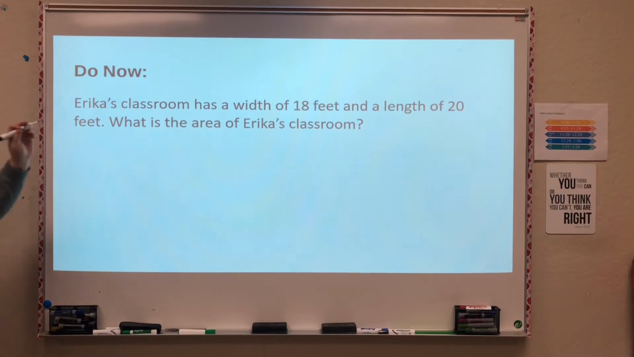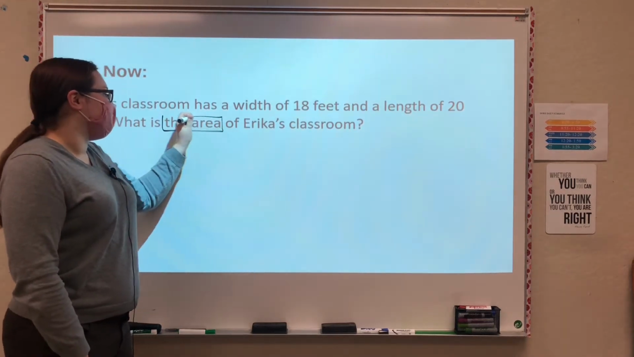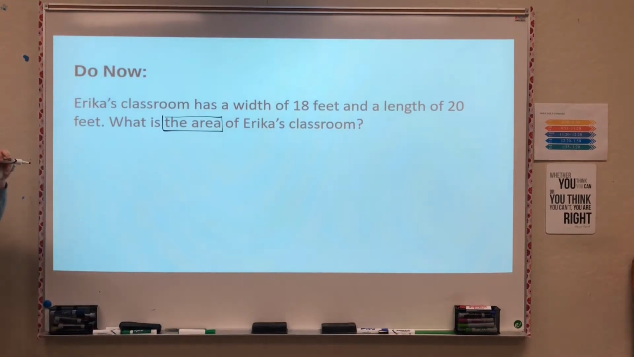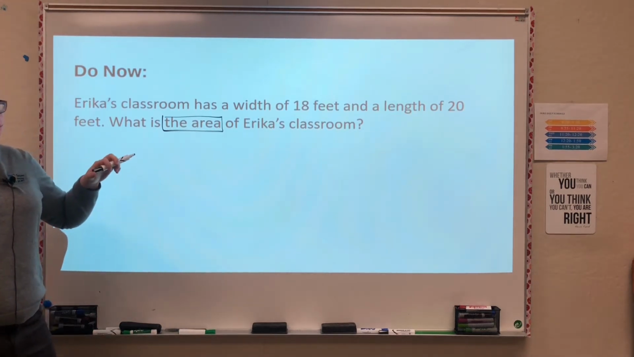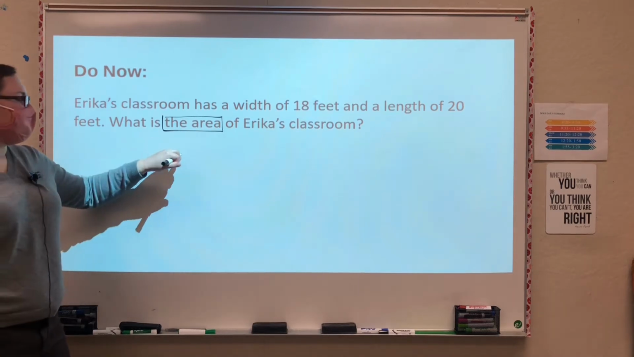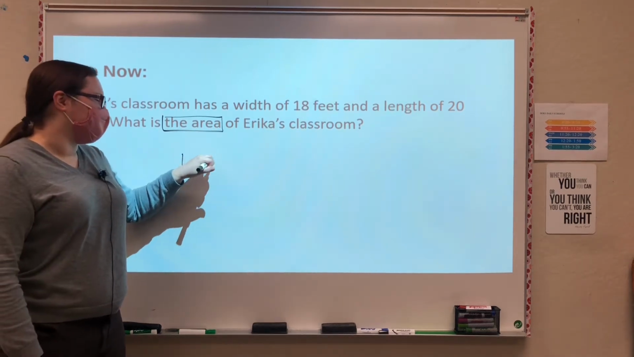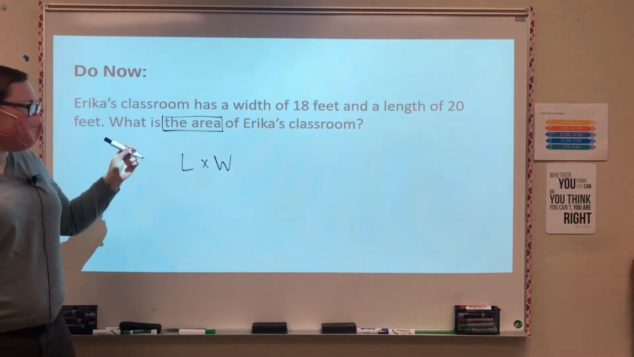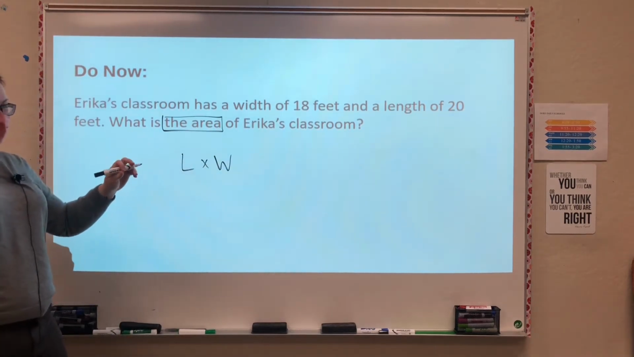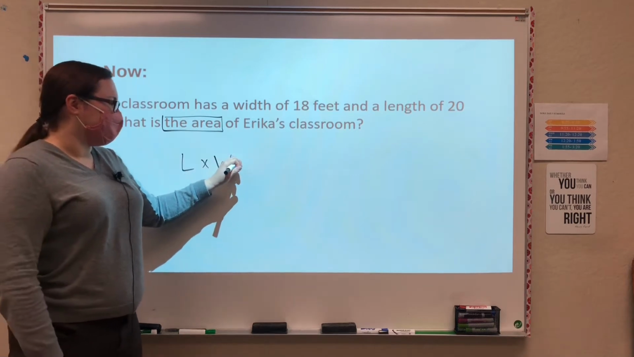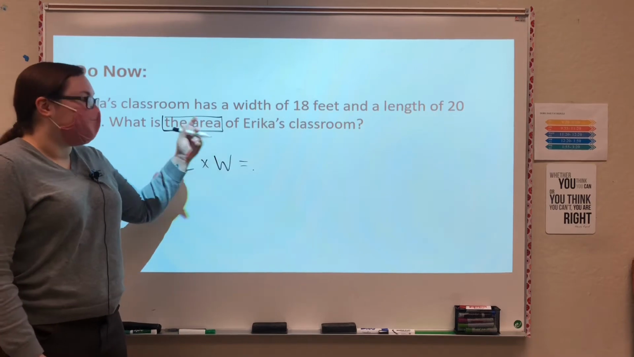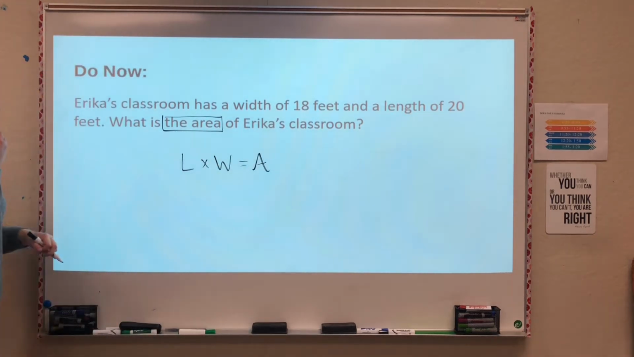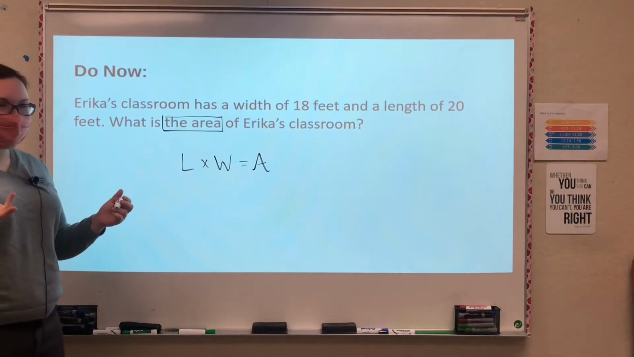The area. How do you find area of something? 18 times 20. Why are you doing 18 times 20? Because length times breadth. I heard you say breadth, width, or width. They mean the same thing. Length times width. Finish it up. Length times width equals space, or the area, yeah. So you remembered the formula from developmental math that said area equals length times width.